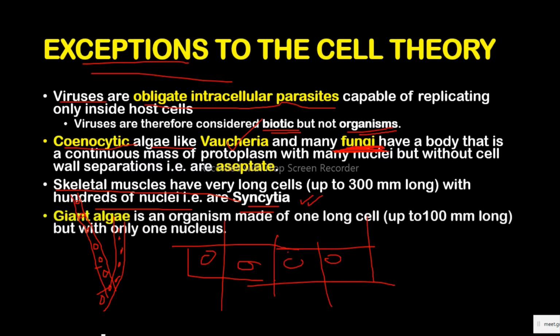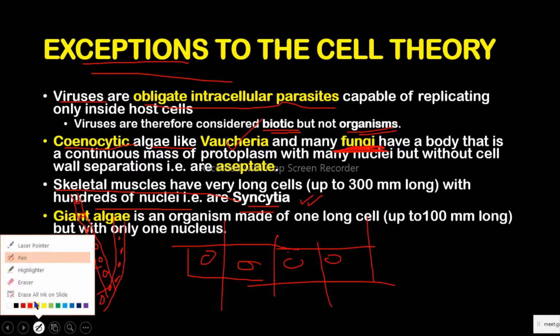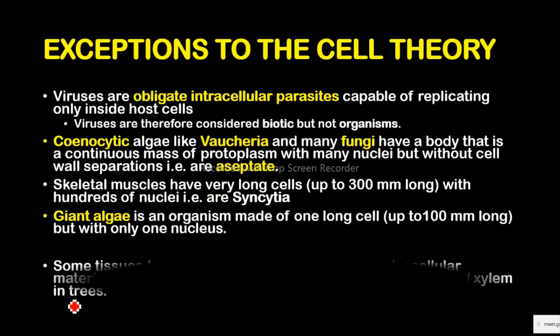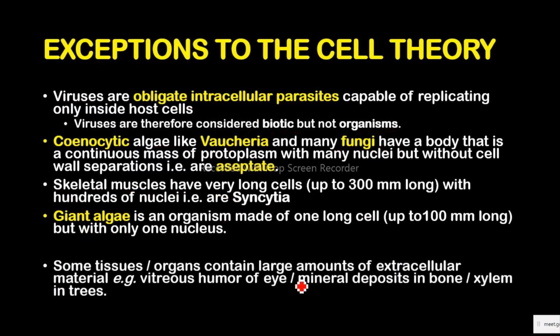Then we have giant algae. One alga which is just one cell but too big. I think I have some pic here. I don't. So it is too big. It is an organism made up of one elongated cell, up to 100 millimeters long, but with just one nucleus. So this one does not fit within the cell theory.